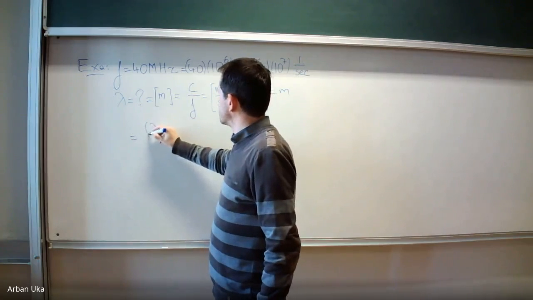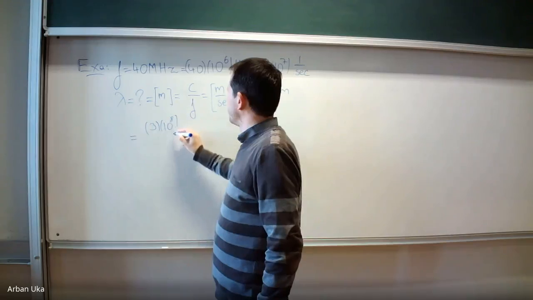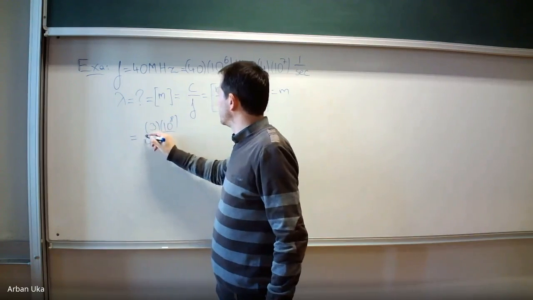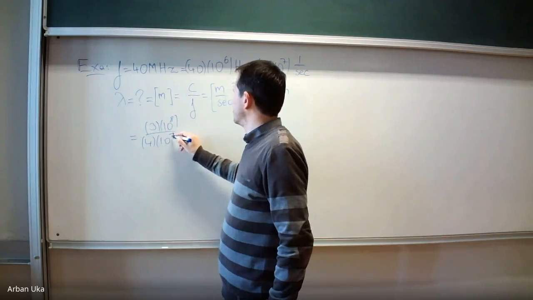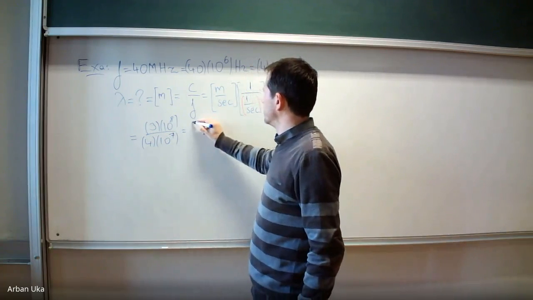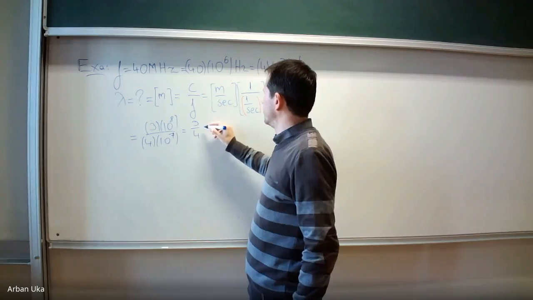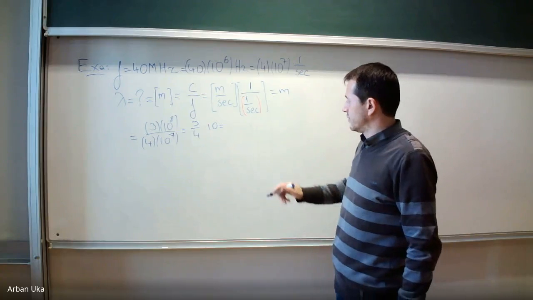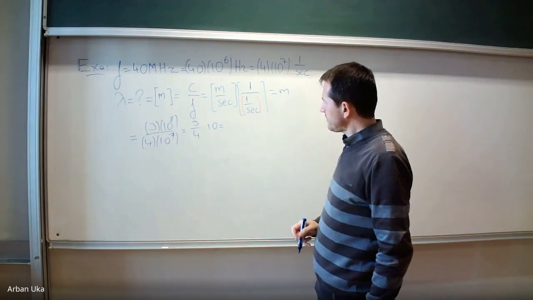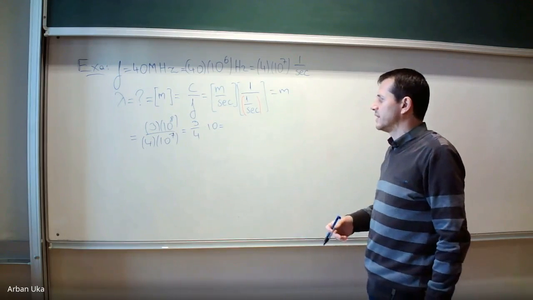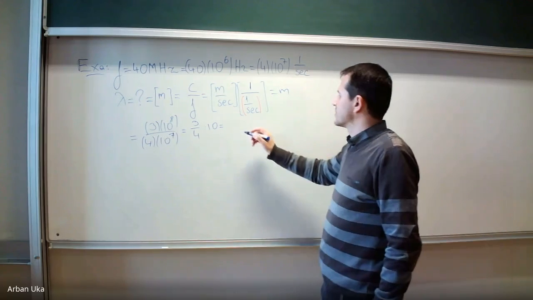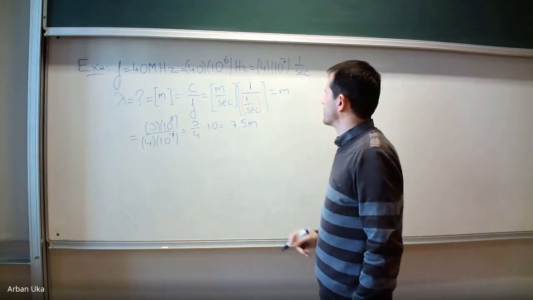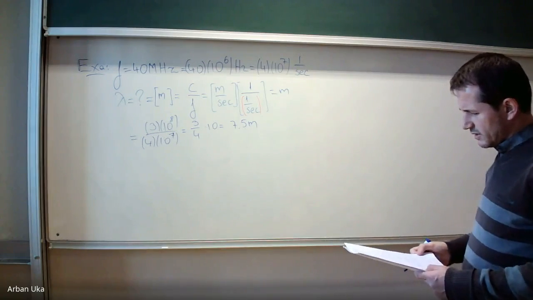Once the units are okay, we can move ahead and check the numbers. The speed of light is 3 times 10 to the power 8 divided by the frequency, which is 4 times 10 to the power 7. This gives 3 divided by 4 times 10, which is half of 3 is 1.5, another half is 0.75. So here we have 7.5 meters. Apparently this is the wavelength.